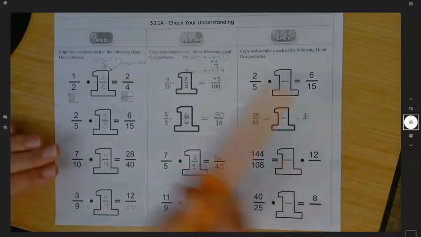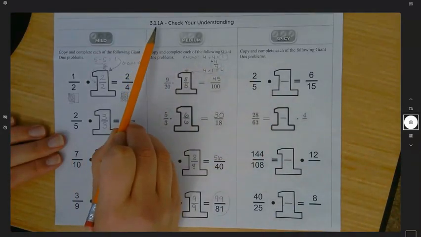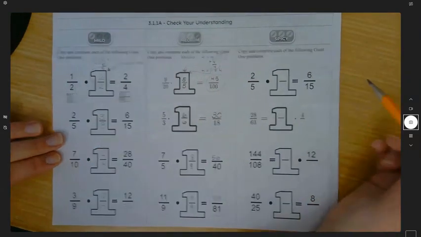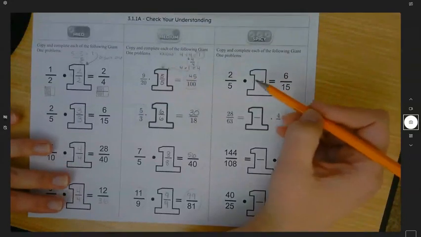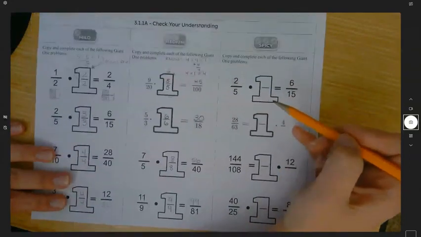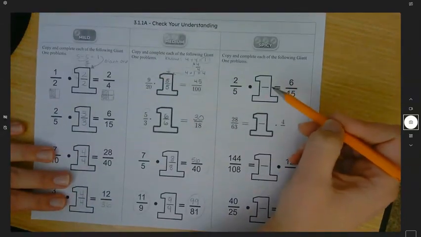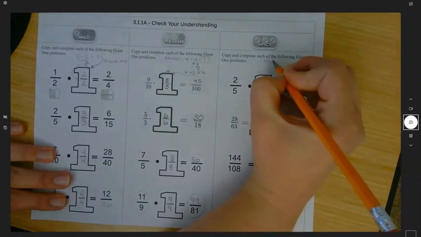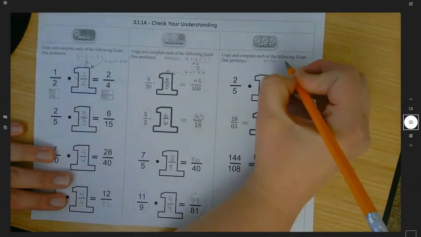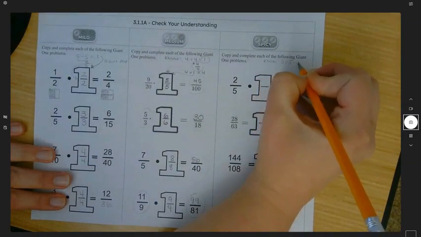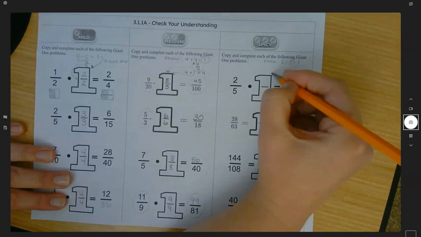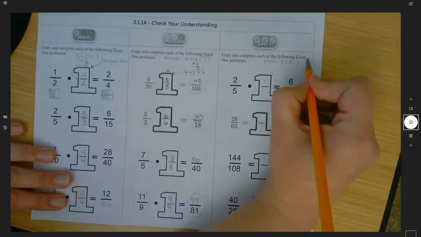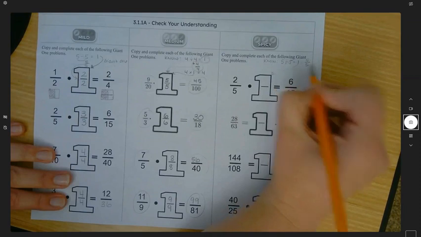All right. For our check your understanding for 3.1.1, we are in the spicy column. So let's get started. Again, we are trying to solve for equivalent fractions using the giant 1. Things that we know. We know that any number divided by itself is equal to 1, which shows up in the giant 1. We also know that we can write division as a fraction.